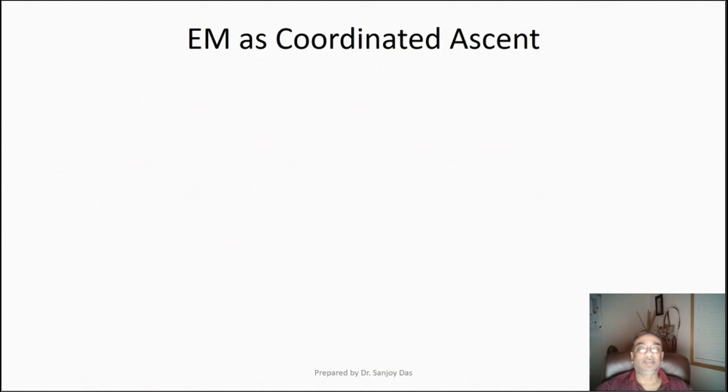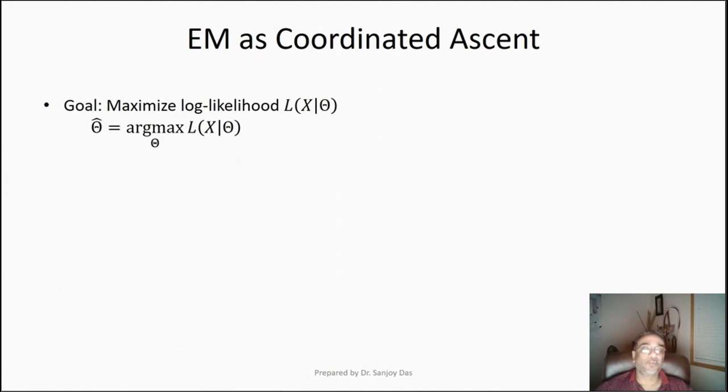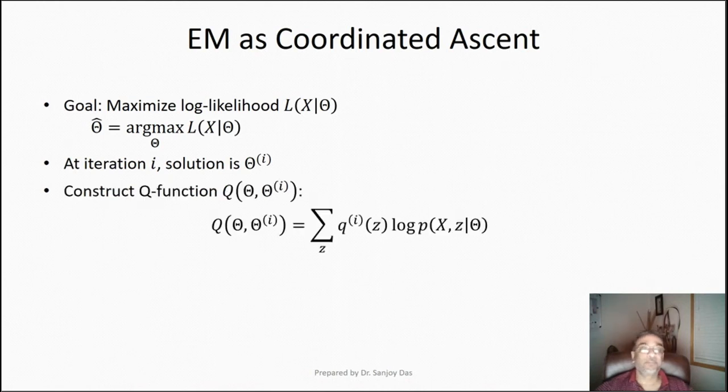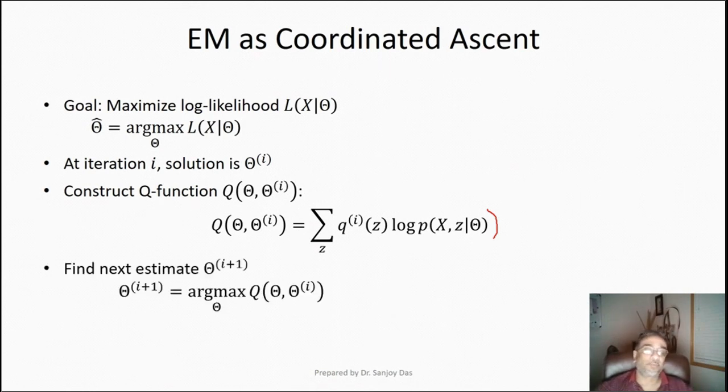So now let's write down the EM algorithm as coordinate ascent. This is our goal, to maximize the log likelihood, and what we do is implement an iterative process, and in each iteration the solution is theta i, and then we construct the Q function. Instead of the lower bound function, we construct the Q function, and since the maximum of the lower bound will be equal to the maximum of the Q function, the argmax of the lower bound and the argmax of the Q function will be equal. Therefore, our next estimate, we let theta i+1 equal argmax Q(theta, theta i). That's the maximization step.